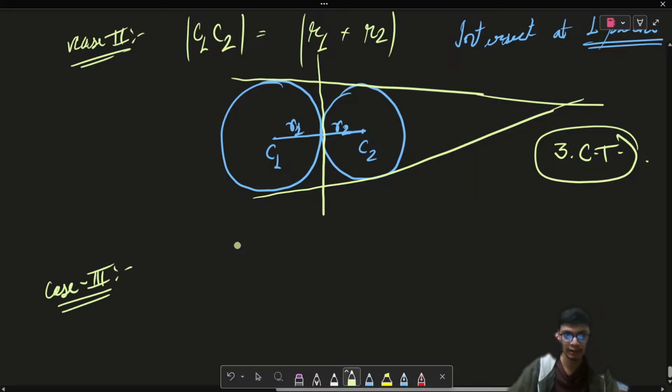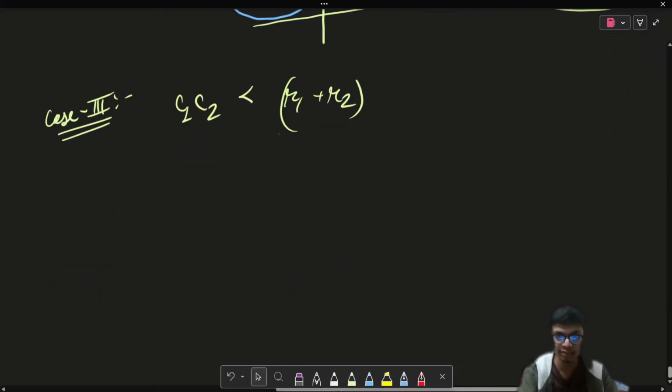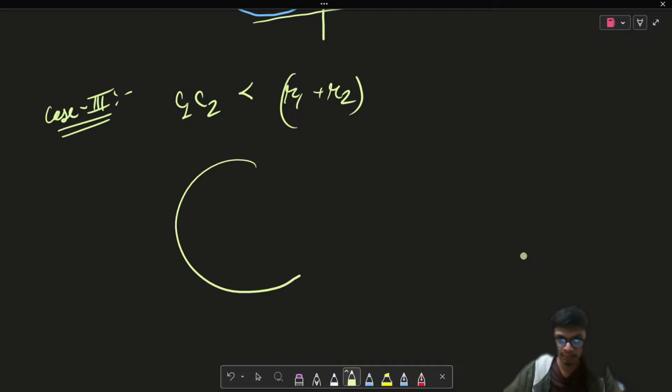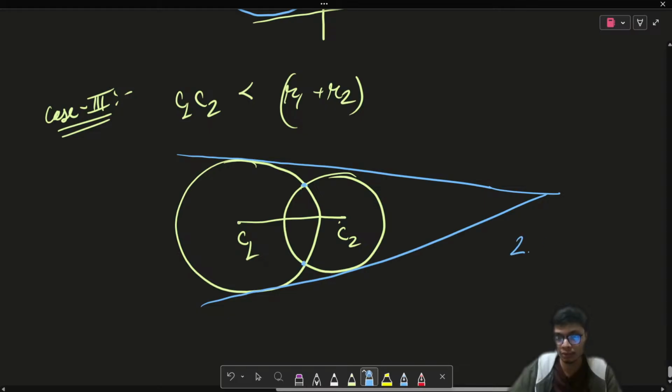like this: what happens if my C1C2 is less than R1 plus R2? Then we might have 2 points of intersection. This is my circle 1 and this is my circle 2. So in this case the C1C2 distance is less than the sum of the radii, and I can have 2 points of intersection, which are basically these blue dots, right? And then if I try to draw the tangent like this, I will have only two common tangents in this case, and both of them are direct common tangents.